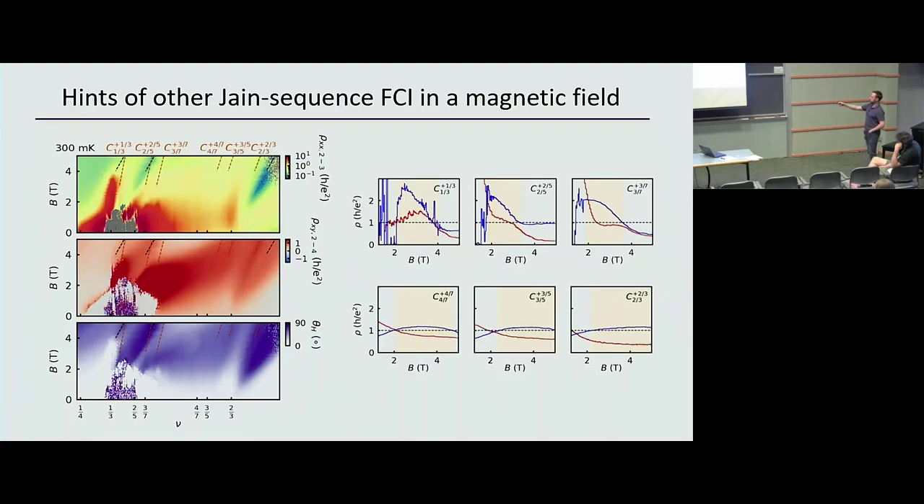In fact, if you take these slices along all of these Jain sequence states, all of them have a contiguous region of magnetic field with rho xy exceeding h over e squared and also larger than rho xx, so big Hall angle. So it seems to imply that there's some weird interweaving of these incipient Jain sequence fractional Chern insulators with the non-fractionalized Chern 1 integer quantum Hall states.